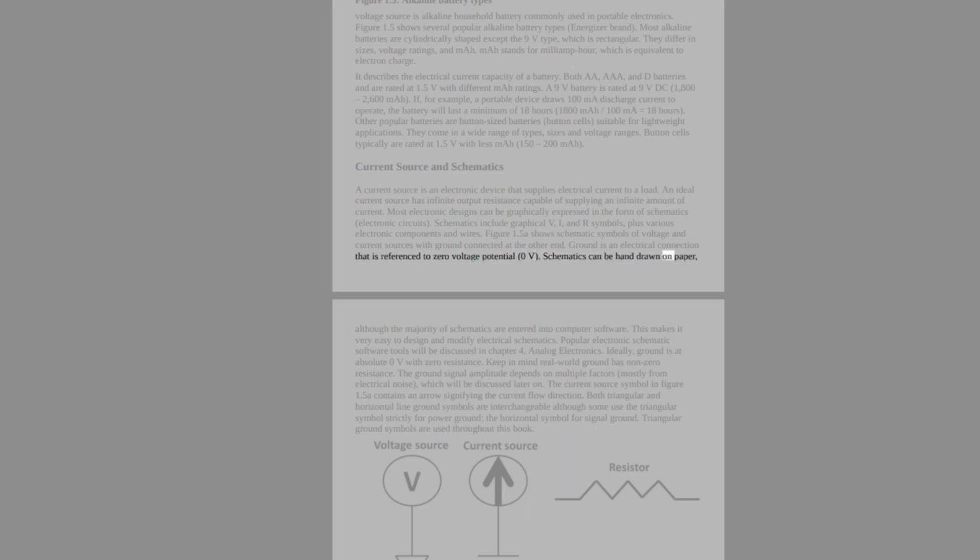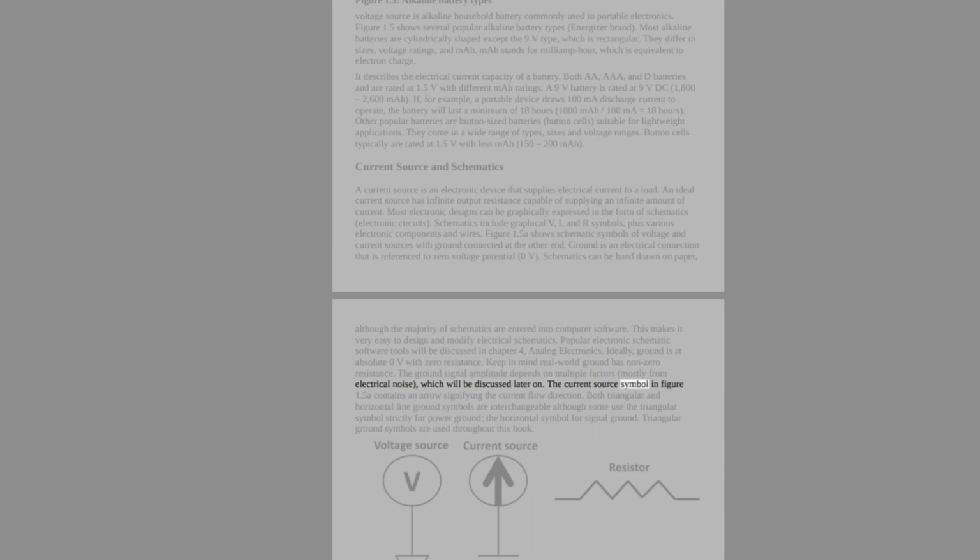Schematics can be hand-drawn on paper, although the majority of schematics are entered into computer software. This makes it very easy to design and modify electrical schematics. Popular electronic schematic software tools will be discussed in Chapter 4, Analog Electronics. Ideally, ground is at absolute 0V with zero resistance. Keep in mind real-world ground has non-zero resistance. The ground signal amplitude depends on multiple factors, mostly from electrical noise, which will be discussed later on.